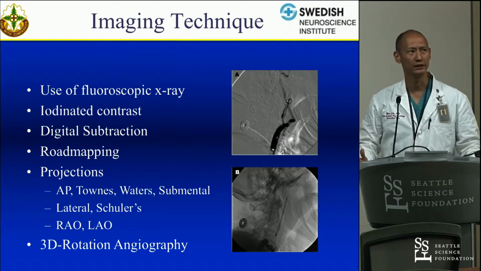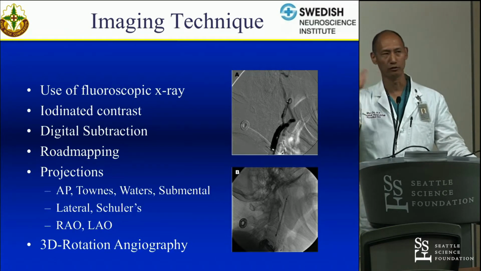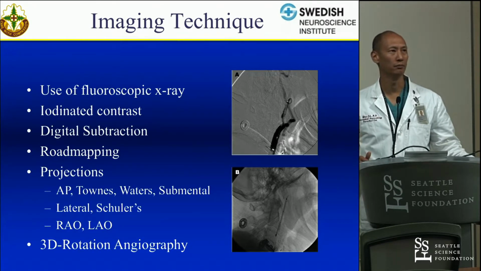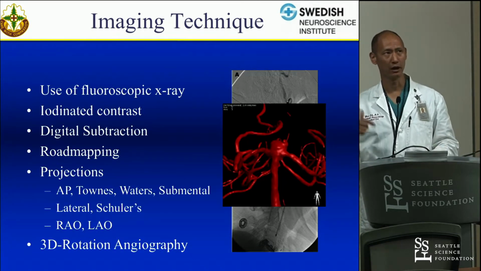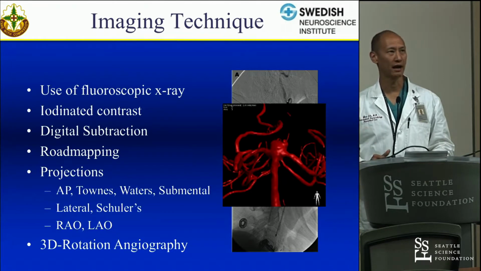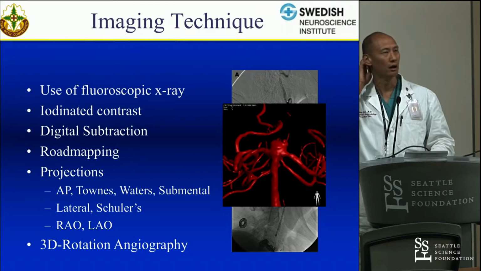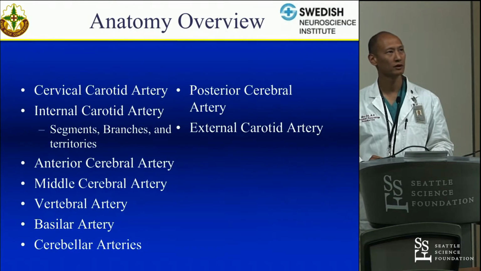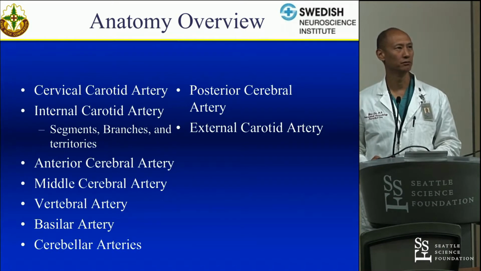RAO and LAO, right or left anterior oblique, are useful views ipsilaterally for the MCA or for the carotid bifurcation. Then there is 3D rotational angiography, which takes about 120 still images, and then the computer stacks them together and gives you a data output that you can manipulate and play with. That has actually changed the safety and efficacy of what we do in interventional radiology. These are the things I'm going to cover. Like I said, I probably will breeze over the posterior circulation.